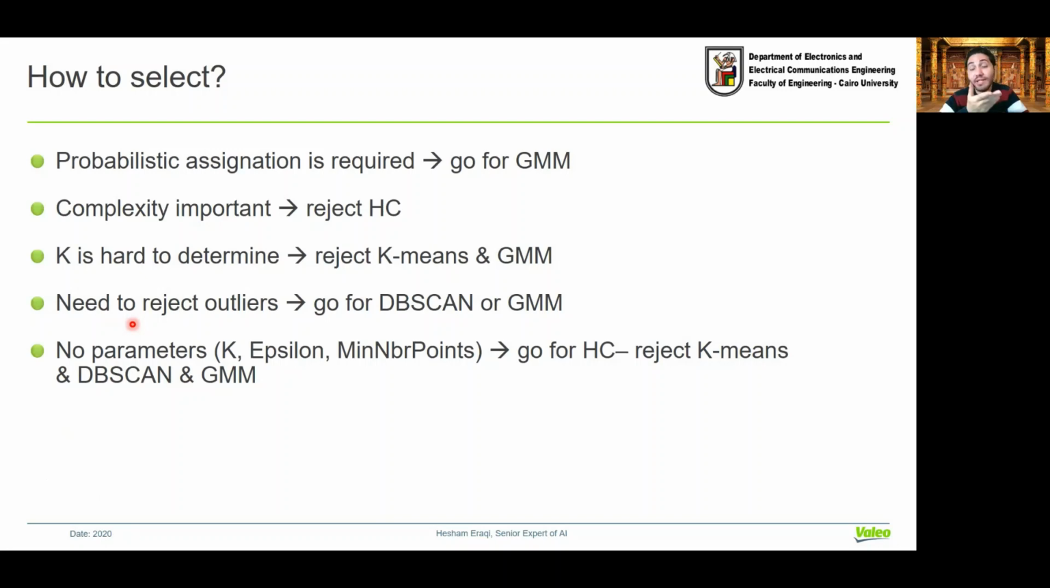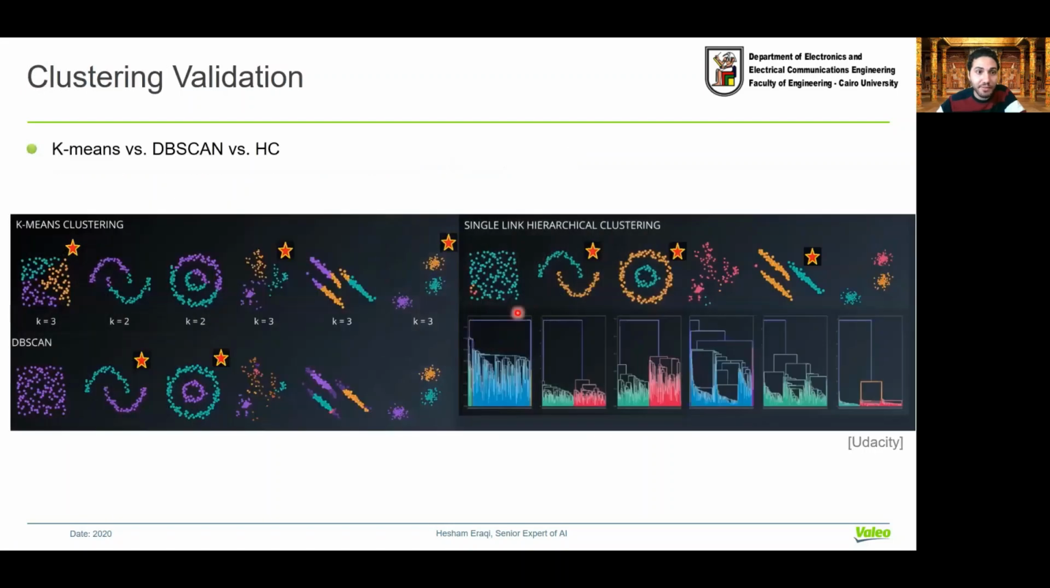If you don't want any parameters, you should rely on hierarchical clustering. K-means requires the K parameter, DBSCAN requires the epsilon and the sigma, and GMM requires the K parameter, so you should avoid them. This is a rough guideline that might help you choose the right clustering algorithm for the problem at hand.